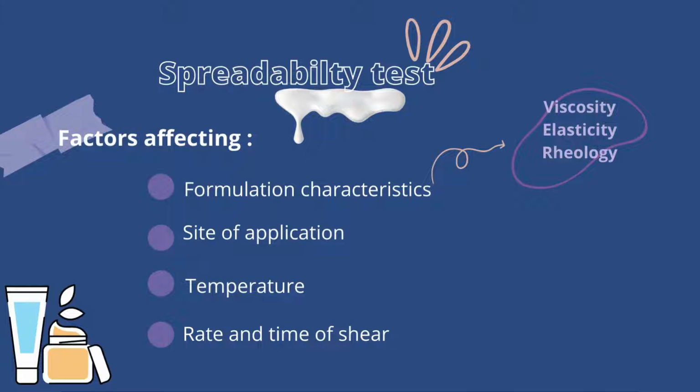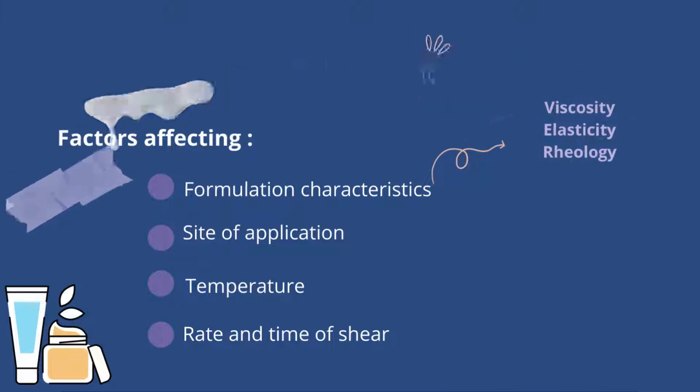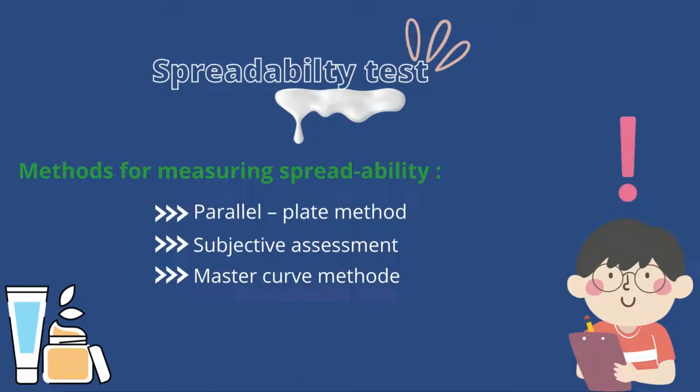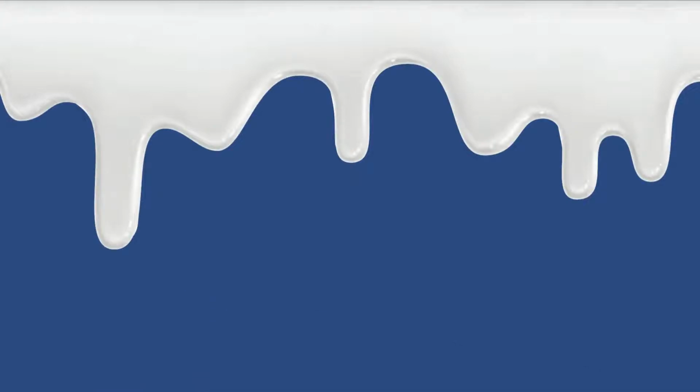Spreadability test. Spreadability is the ease with which a product can be spread. Factors affecting it include formulation characteristics such as viscosity, elasticity, and rheology, size of application, temperature, rate, and time of shear. There are 3 methods for measuring spreadability: parallel plate method, subjective assessment, and master curve method.